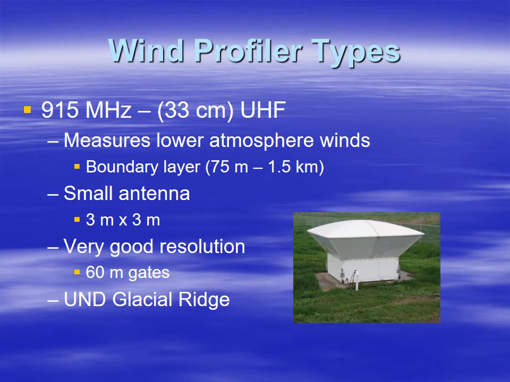And these are actually used to measure winds in the lowest layers of the atmosphere, typically for boundary layer studies. Boundary layer means the lowest kilometer or two, closest to the surface of the Earth. These antennas were very small. They're 3 meters by 3 meters, about the size of a king-size bed. But they have very good resolution down to 60-meter gates, so it gives you the wind speeds every 60 meters.